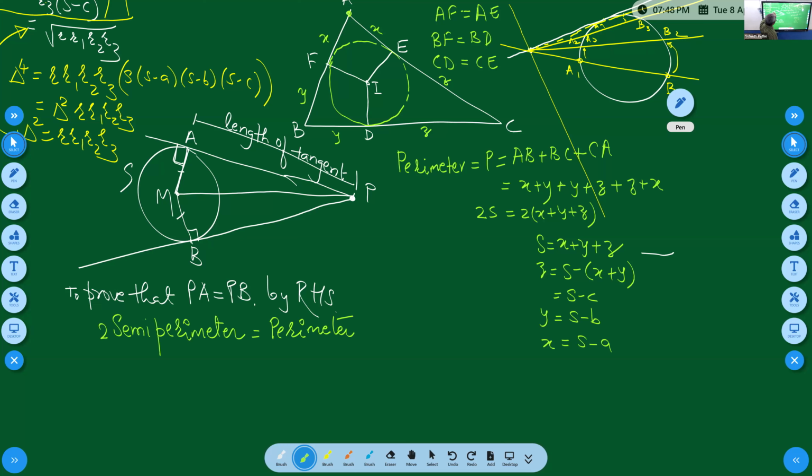Actually, areas are under function. X, Y, Z are just for understanding; X, Y, Z is not standard notation. Just to make it very clear, we are doing it: AF, AE is S minus A. BF, BD is S minus B. CD, CE is S minus C.